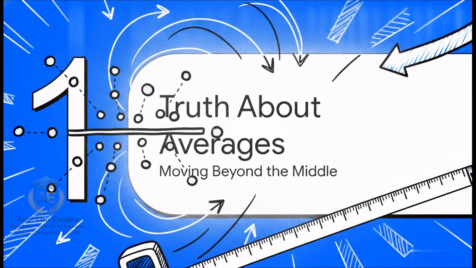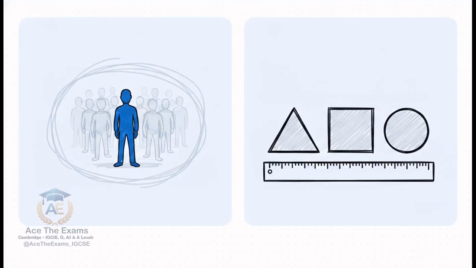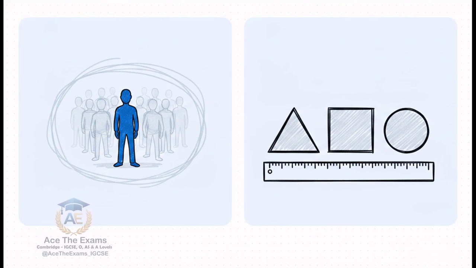Section 1. The truth about averages. It's time we move beyond just saying things are somewhere in the middle. In everyday conversation, saying you're of average height or have average ability just kind of implies you're somewhere in the middle of the pack. But mathematics? Mathematics demands exactness.